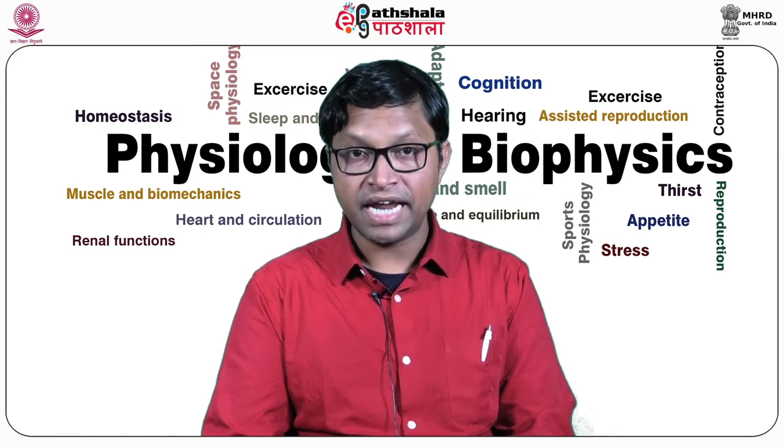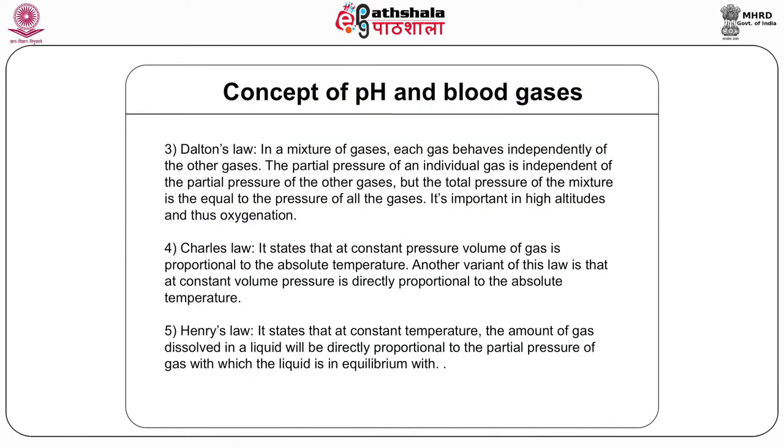Now, let's see Dalton's law. In a mixture of gases, each gas behaves independently of the other gases. The partial pressure of an individual gas is independent of the partial pressure of the other gases, but the total pressure of the mixture is equal to the sum of the pressures of all the gases. It is important at high altitudes and thus also for oxygenation.